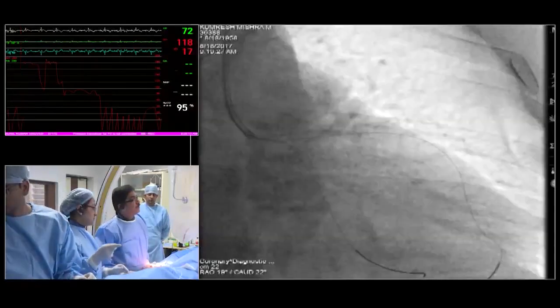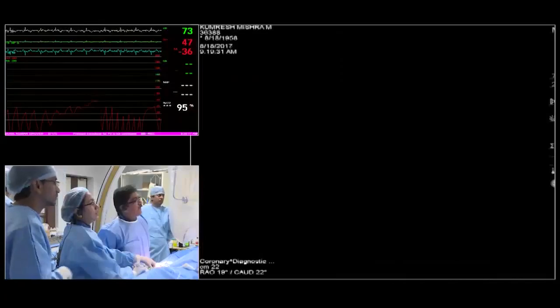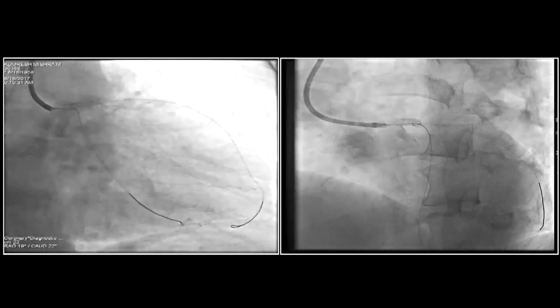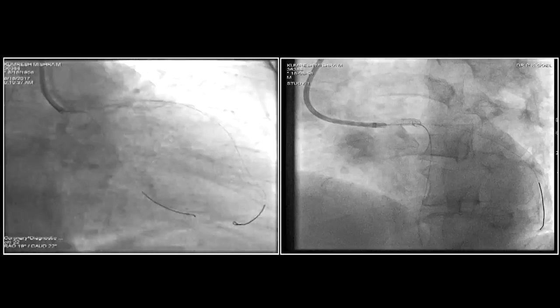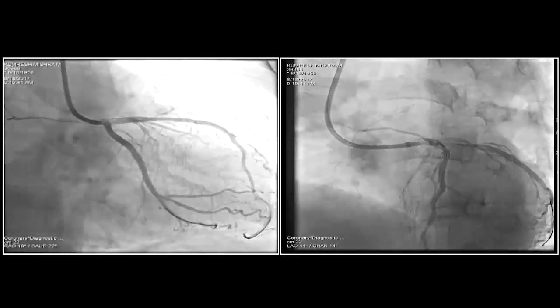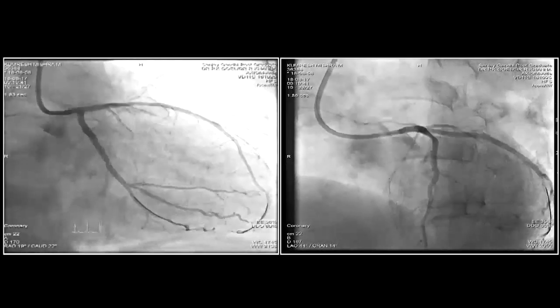We can do an IVUS run, sir? Okay, can we do an angiogram now? Biplane, okay. Just a sec, the hooking is not good. One angio, please. Okay. So let us see the IVUS, sir. IVUS flushed. So IVUS towards LAD.